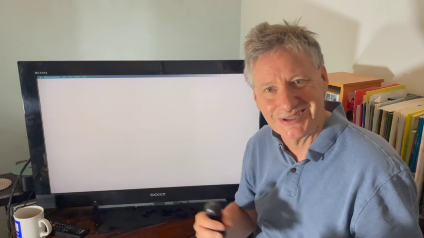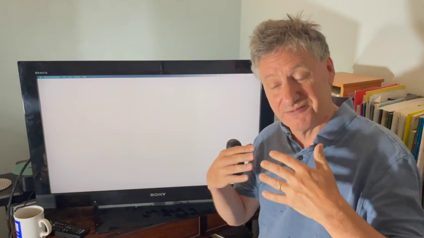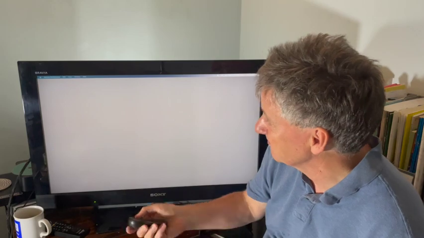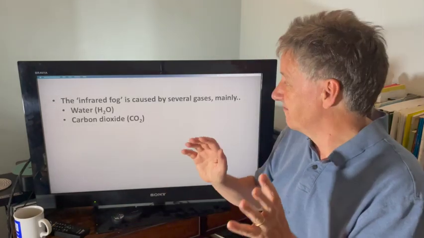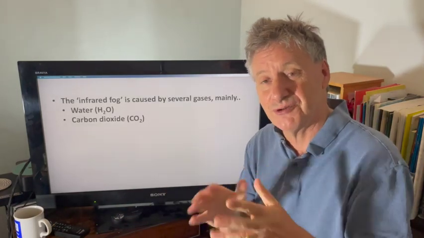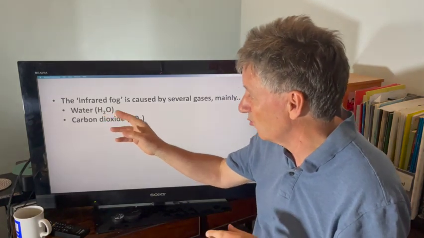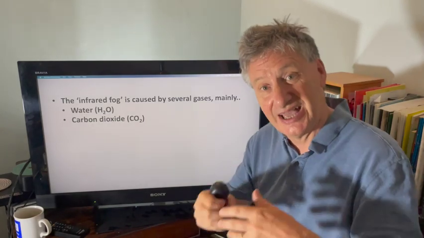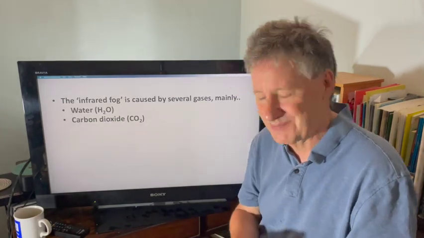I'm recording this on the day that the James Webb Space Telescope is releasing its first images. The reason it has to be placed a million miles from Earth is to get out of the Earth's atmosphere, because from Earth we cannot see through the atmosphere in the infrared. It's permanently foggy. This so-called infrared fog is caused by the presence of several gases in the atmosphere, the most important of which are water, H2O, and carbon dioxide, CO2. And the reason it looks foggy is, again, a different type of scattering.